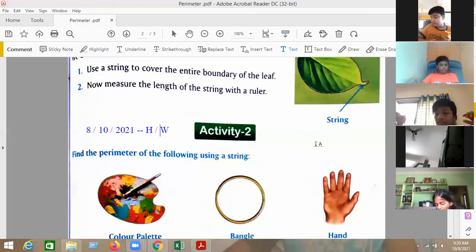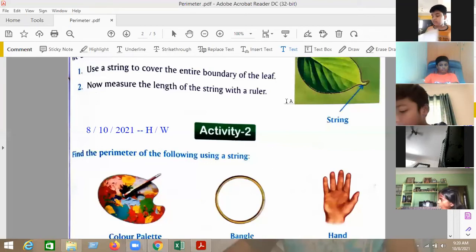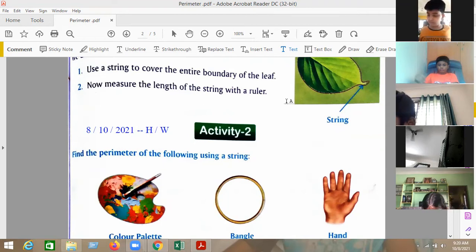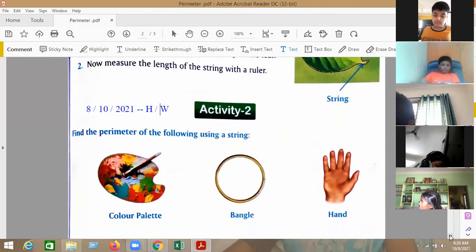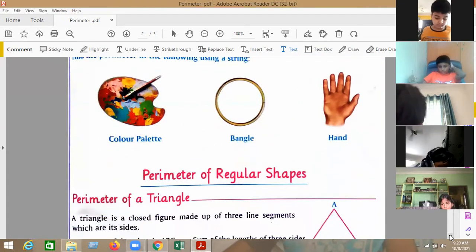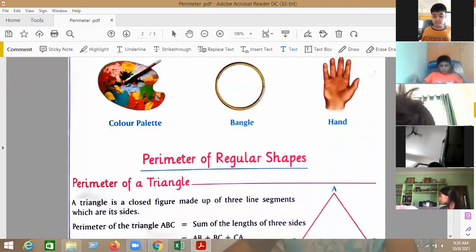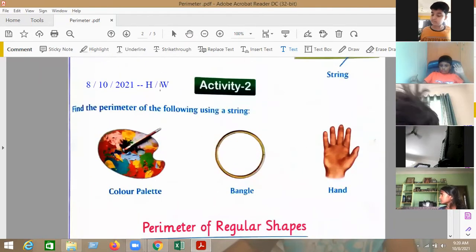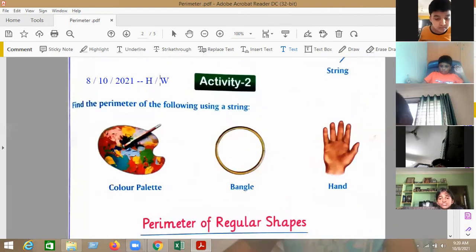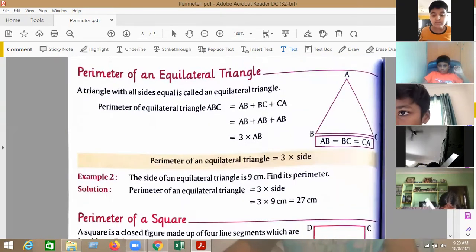Children, yesterday we discussed how to measure an irregular shape by using the thread. If you have any doubts, check yesterday's class once again. The recorded class is sent in the WhatsApp group. You can check there. Did you give the homework heading? Okay. Now turn the page.